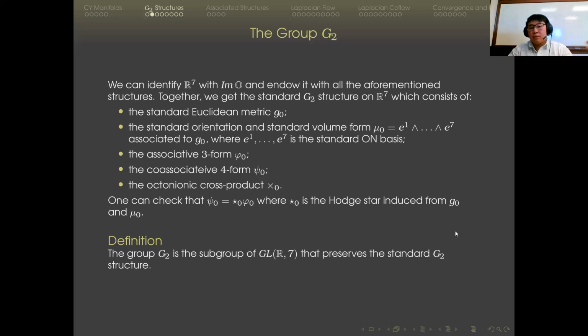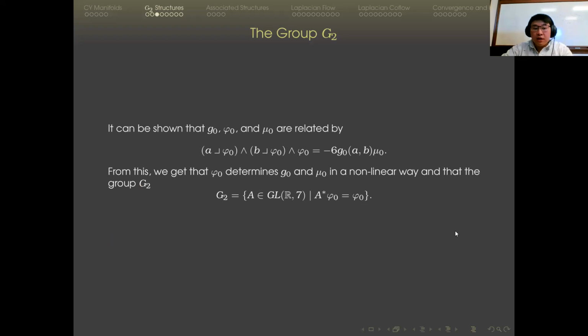Life can actually be a bit simpler. It was shown by Robert Bryant that the metric, the three form, and the volume form are actually just related by this identity over here. So if we take two vectors and hook them in and take appropriate wedge products, we get basically just the inner product of two vectors. So the three form really determines the metric and the volume form, and the metric and volume form really determine everything else with the three form. So we get a much simpler definition. As long as we preserve the three form, we preserve all the structures. So G2 has a much simpler definition given over here.